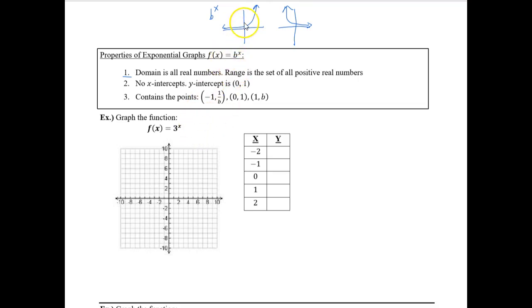And the y-intercept is going to be at (0, 1). So whether or not it's going up from left to right or coming down, the y-intercept is at (0, 1). And then it's going to have these 3 points. So (-1, 1/b), whatever that base number is, so whatever b is. (0, 1), we already talked about that, that's the y-intercept, and (1, b), so again, that base number.